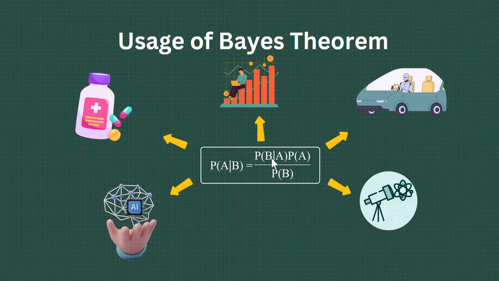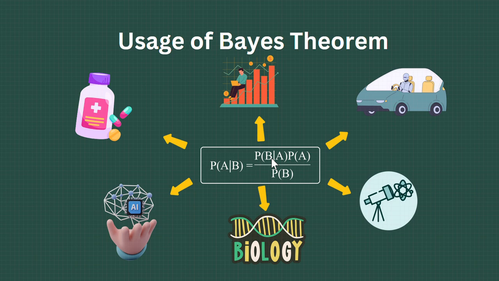Another is in space, finding which might be a better place for us to have our research or many more. We can use Bayes theorem there. And biology, such as protein folding, we can use that.